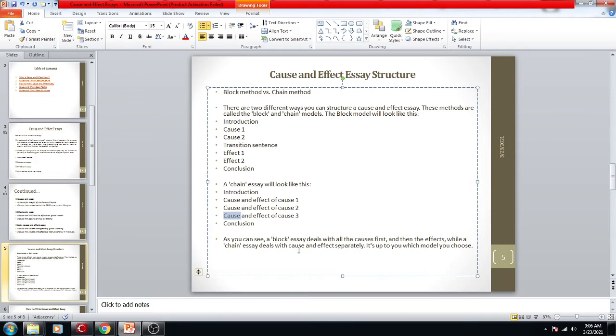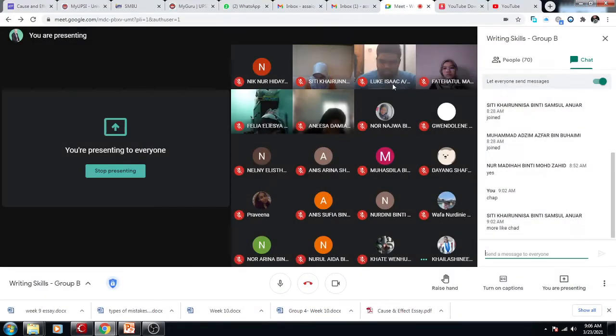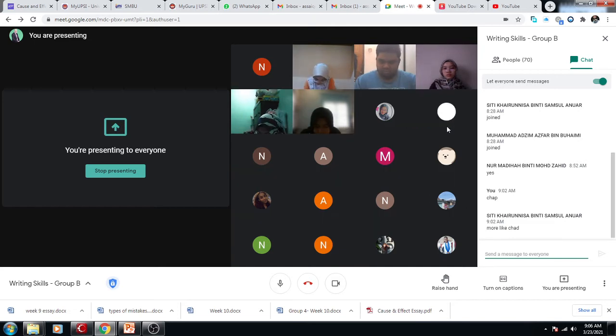You deal with the cause followed by the effect. Cause followed by the effect. It's up to you which model you choose. This is, of course, when you're asked to write a cause-effect essay, a cause and effect. If you're being asked to write only about the effects, or only the causes, then.